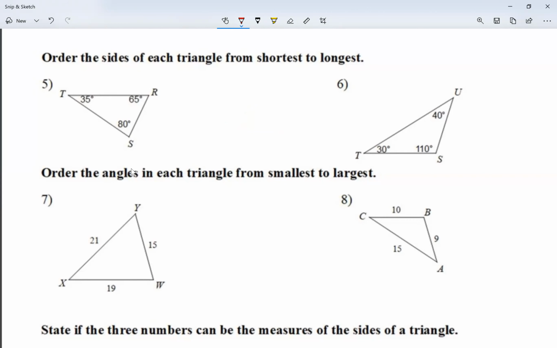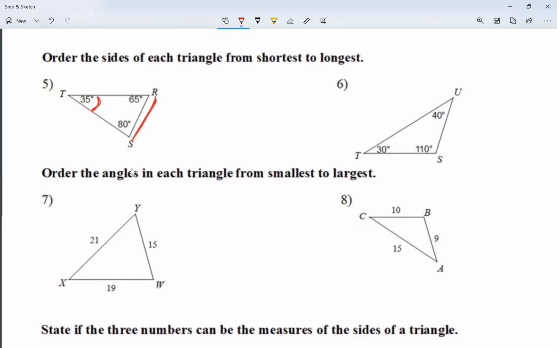I have the angles and I want to know the sides. I want to order the sides of each triangle from shortest to longest. Let me find out which is the smallest angle. I see three numbers, 35, 65, and 80. I know how to compare numbers. My smallest angle in this case is 35. Now the side that is opposite from that angle, the side that is farthest away, is this side.